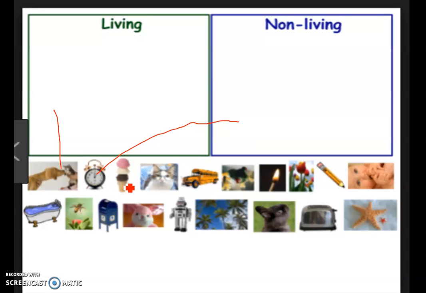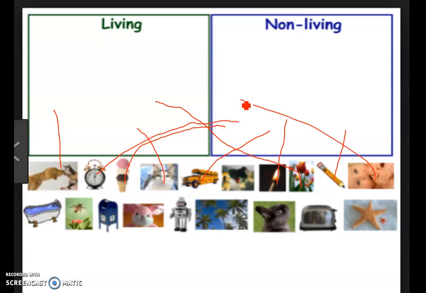What about the ice cream? Non-living. All right. What about that cat? Living. All right. What about the school bus? Non-living. And I couldn't really see what that was, so we're going to skip that one. What about that match right there? Non-living. Good. What about that flower? Living. Those flowers. Living. Good. All right. Pencils. Non-living. The baby. Living.